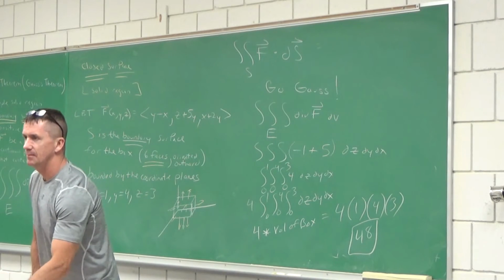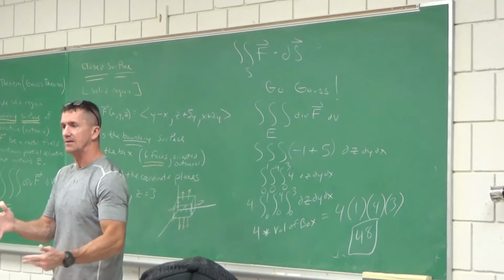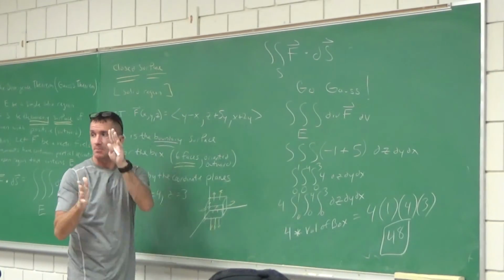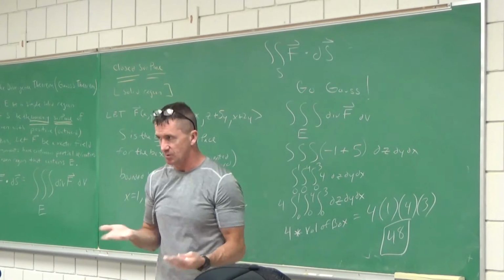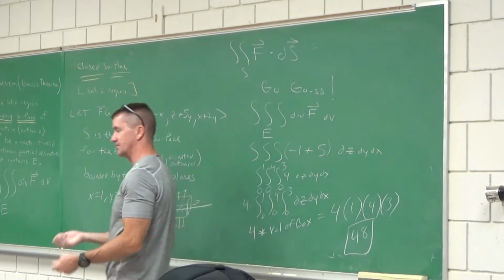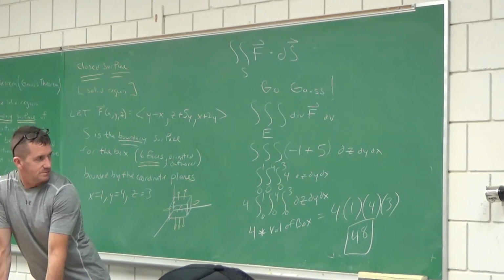Hey, if you did a bunch of problems in the textbook, section 16.7 did have a problem where they wanted you to do all 6 faces separately. But you would get this 48 again if you add them all, the flux across all 6 surfaces. Cool. Alright, we did the cylinder.